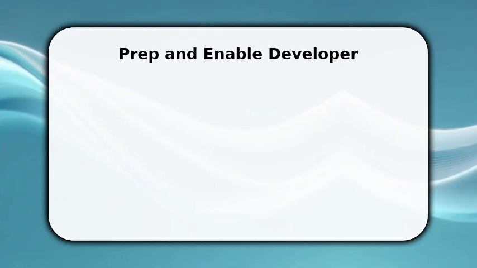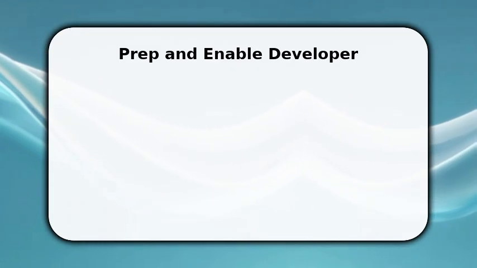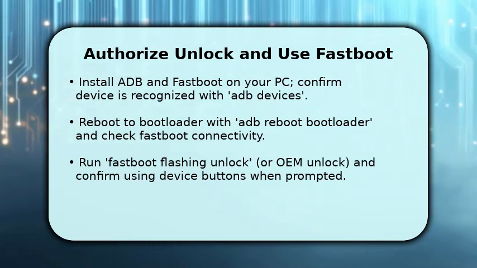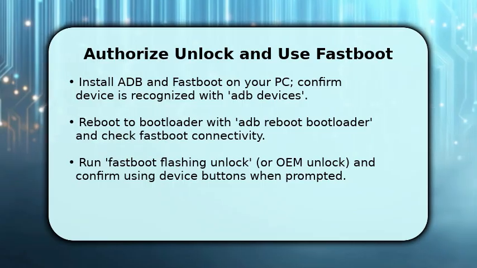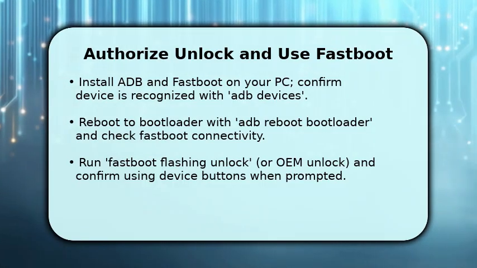Once visible, open Developer Options, flip the main toggle, then enable USB debugging and the OEM unlocking option, so the bootloader can be authorized for unlocking. Once developer options are set, connect the phone to your PC and confirm ADB recognizes it. Type adb devices and accept any RSA prompt on the phone.